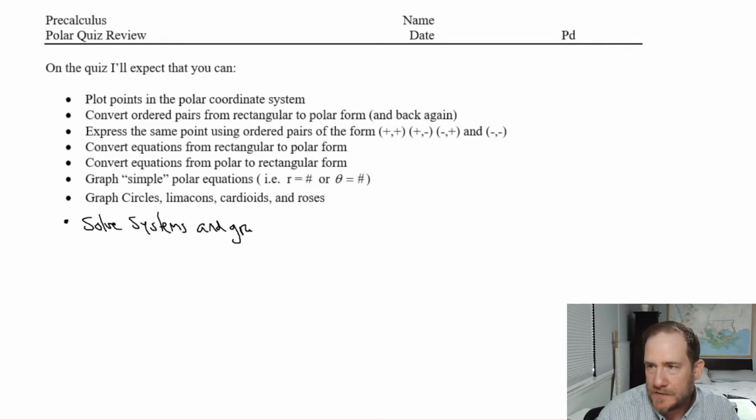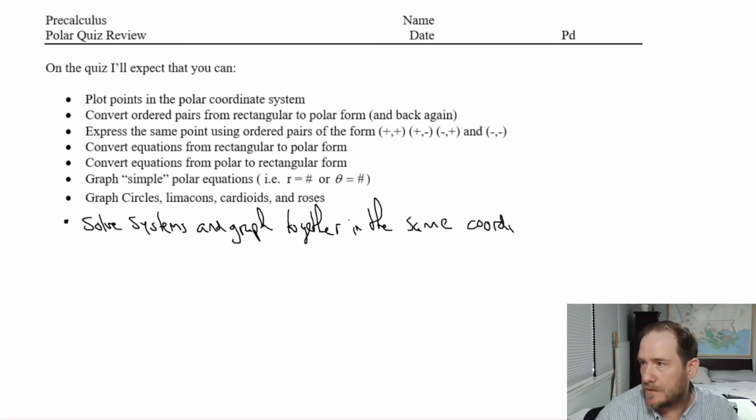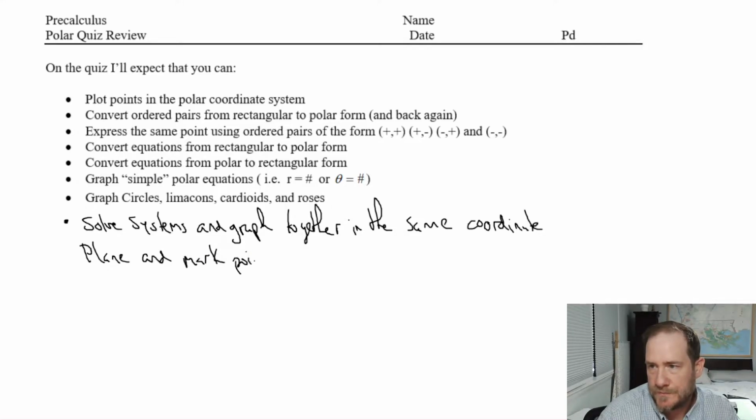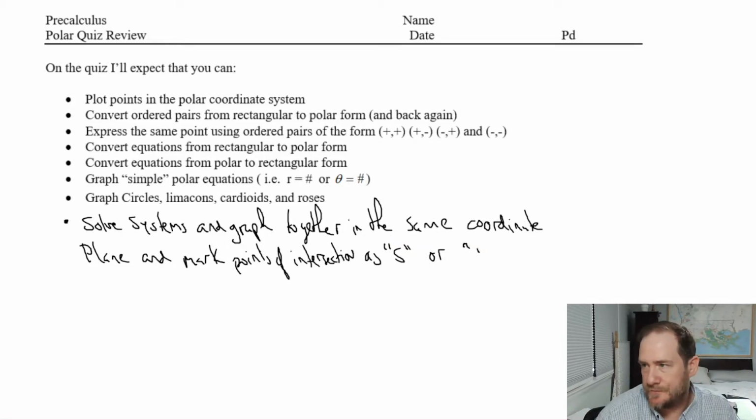And graph together in the same coordinate plane. And mark points of intersection as solutions or common points.